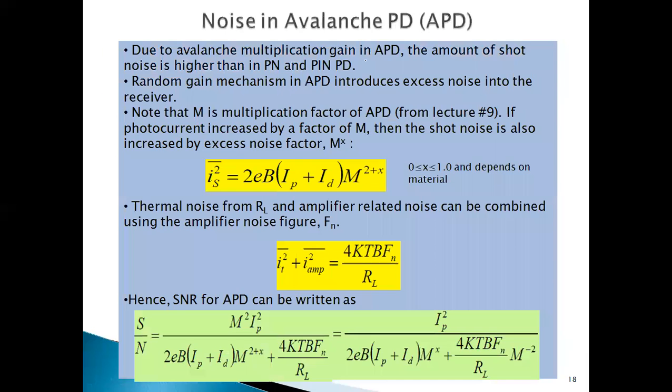I think I'm going to stop here. For the next lecture, part 2 of lecture 10, we are going to continue with the noise calculation and signal to noise ratio calculation in the avalanche photodiode, which is the second type of photodiode to be covered.